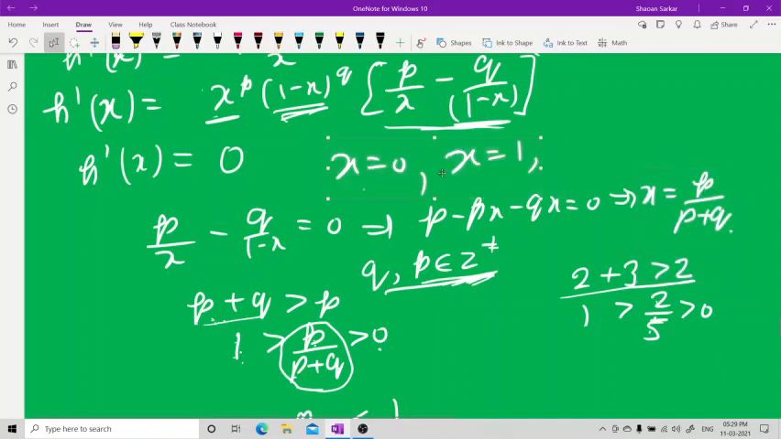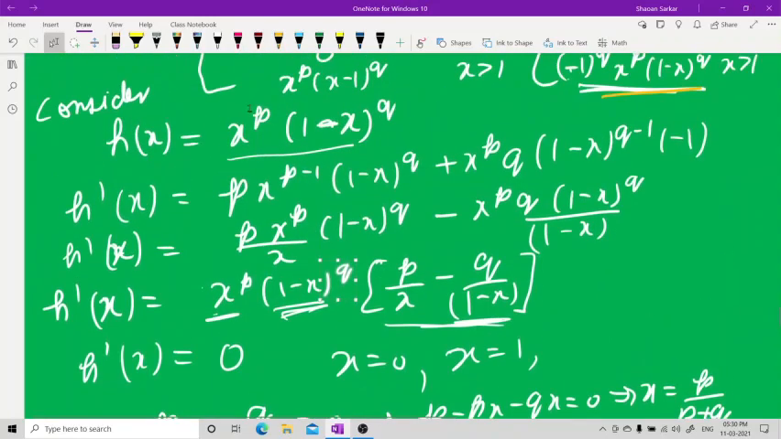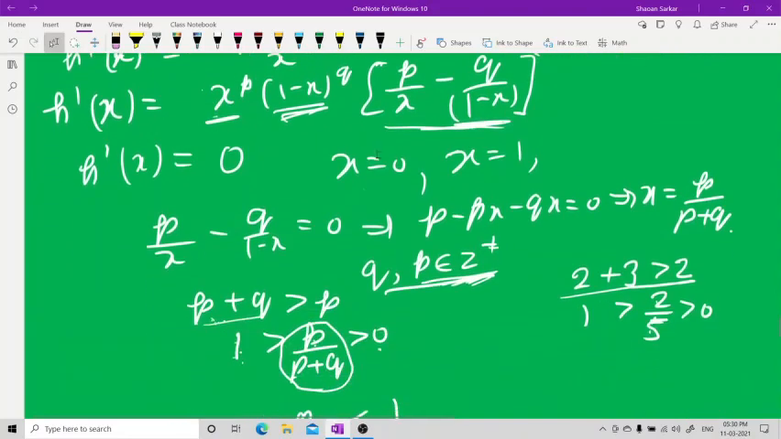Now the discussion is that nothing was said about 0 and 1. 0 and 1 will not come if P and Q are taken as 1. If P and Q are 1 and you differentiate, I mean to say you take 1 and 1 here and then you will get only half. You will not get 0 and 1. So in that case we cannot tell anything.